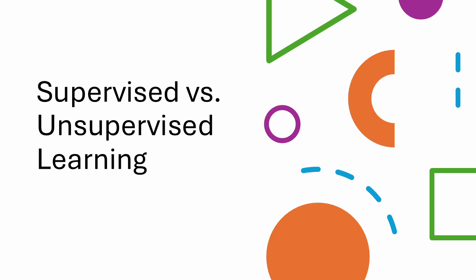So if we train a supervised learning algorithm on biased data, the results will also be biased. Exactly. And in unsupervised learning, if the data is noisy or incomplete, the algorithm may struggle to find meaningful patterns. It sounds like data quality is the foundation of successful machine learning.